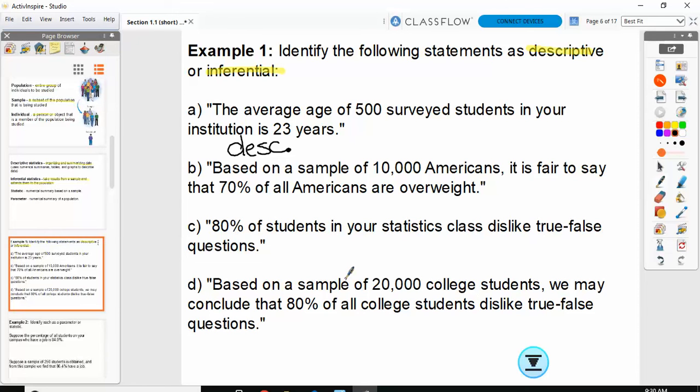Based on a sample of 10,000 Americans, it is fair to say that 70% of all Americans are overweight. Inferential. I didn't say 70% of my group. I took those 10,000 and I tried to extend it to everybody. So I made some guess about what that meant. So that's inferential.